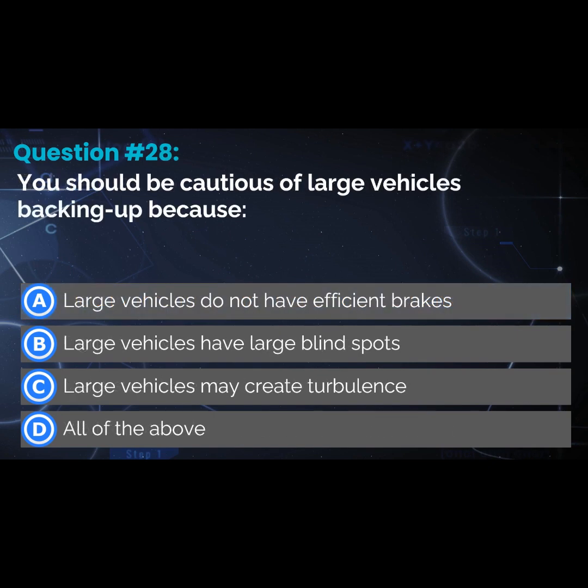Question 28. You should be cautious of large vehicles backing up the cars. A. Large vehicles do not have efficient brakes. B. Large vehicles have large blind spots. C. Large vehicles may create turbulence. D. All of the above.